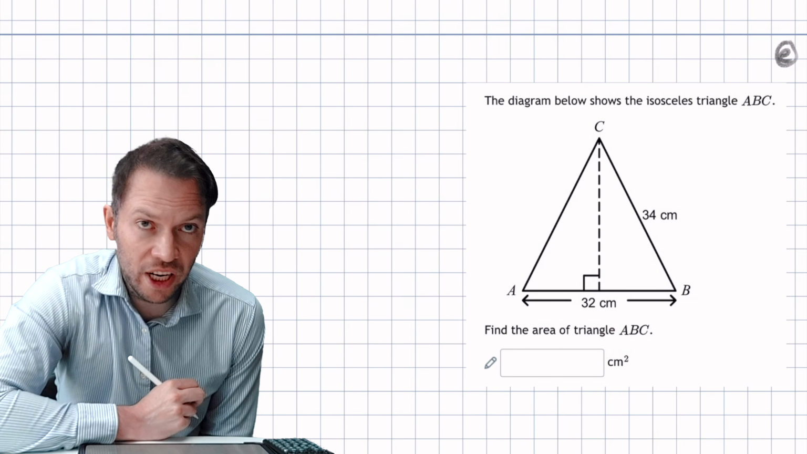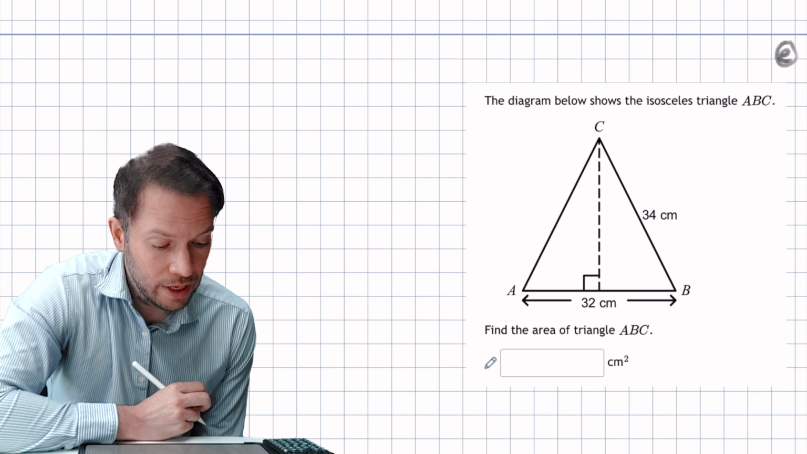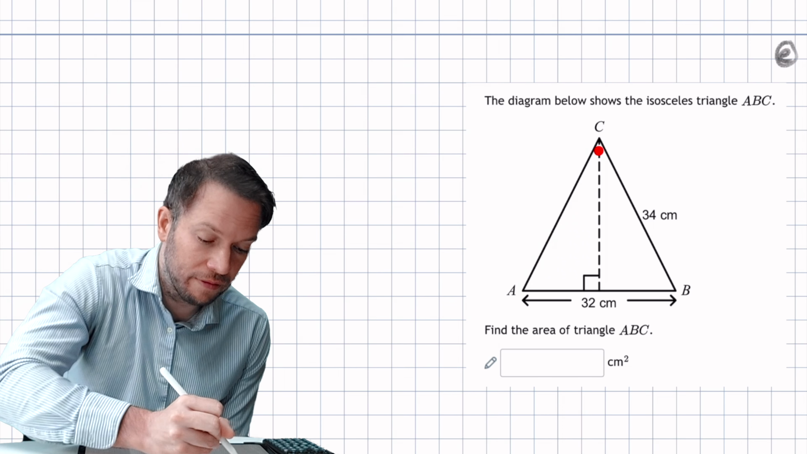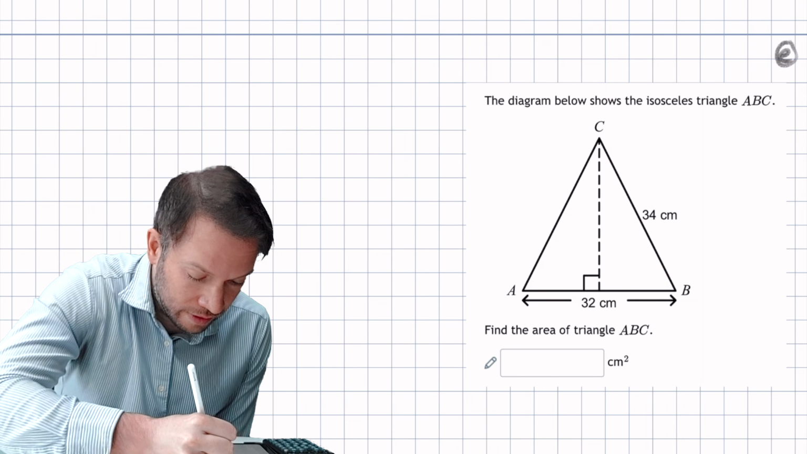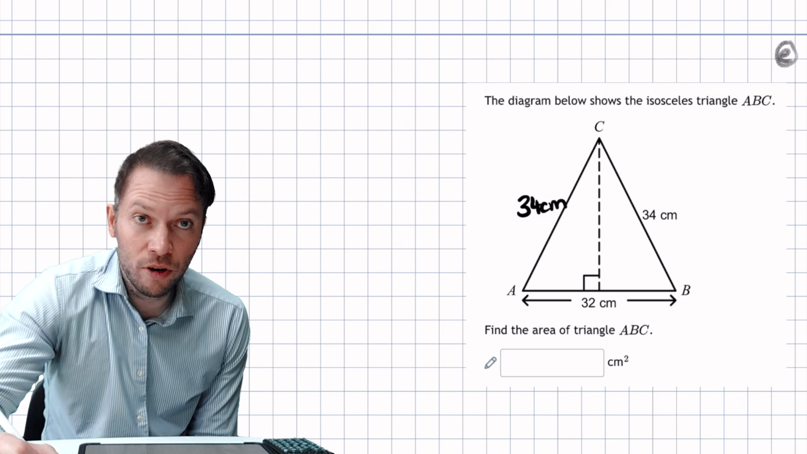Hi, in this video we're going to use Pythagoras' theorem to find the area of an isosceles triangle. Now remember, an isosceles triangle is where two of the side lengths are the same. So if this is 34 on the right, then this is 34 on the left as well. And we want to find the area of this triangle.